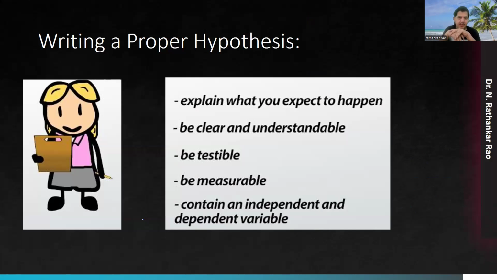Okay, what will happen should be clear and understandable, testable, and feasible. Don't mention anything else that you think. It should be measurable. The values that you put across should be measurable, and should contain an independent variable and also a dependent variable. So all these five parts should be present in a proper hypothesis.